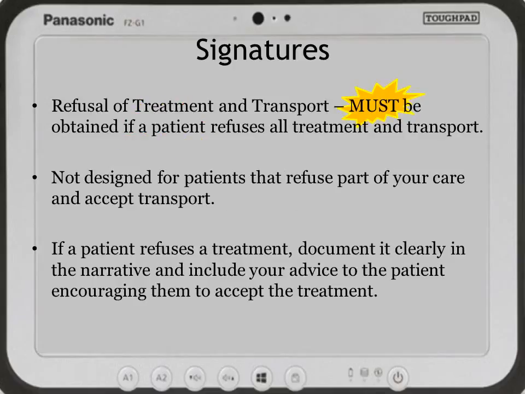Refusal of treatment and transport must be obtained if a patient refuses all treatment and transport. It is not designed for patients that refuse part of your care and accept transport. If a patient refuses a treatment, clearly document it in the narrative and include your advice to the patient, encouraging them to accept the treatment.